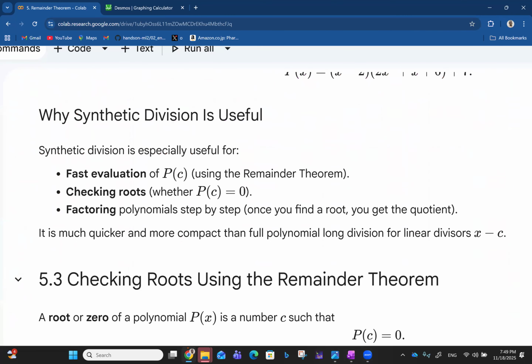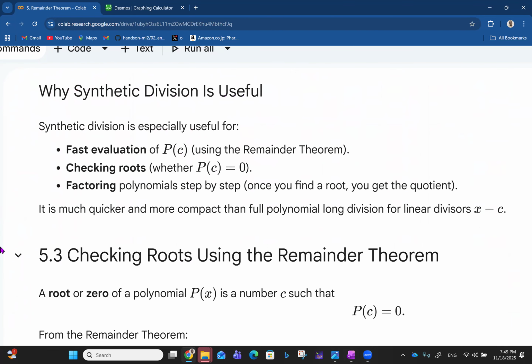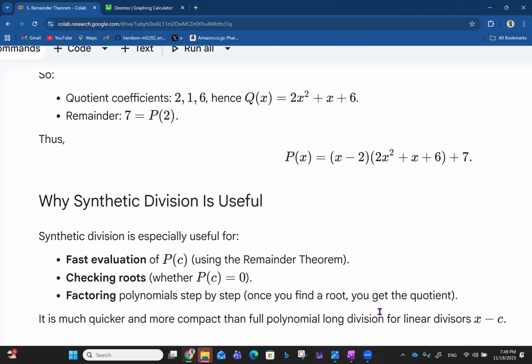So why is synthetic division useful? You can already see that synthetic division is especially useful for fast evaluation of P of C using the remainder theorem, and it is good for checking roots. So if P of C is equal to 0, you know that the expression the C is coming from can actually divide the polynomial. It is also good for factoring polynomials step by step. Once you find the root, you can get the quotient, right? It is much quicker and more compact than full polynomial long division for linear divisors x minus c. If the divisor is not linear, then of course you have to do long division. You don't have a choice in that case.